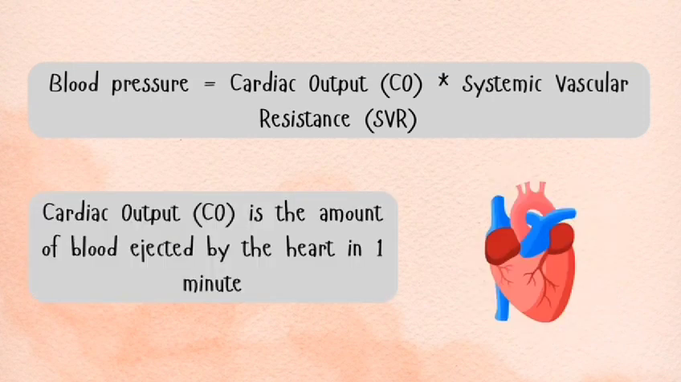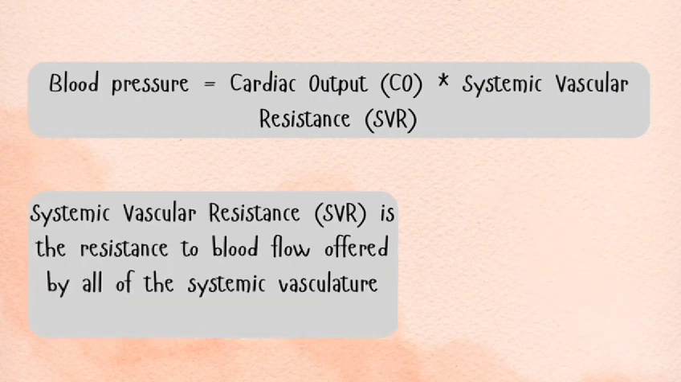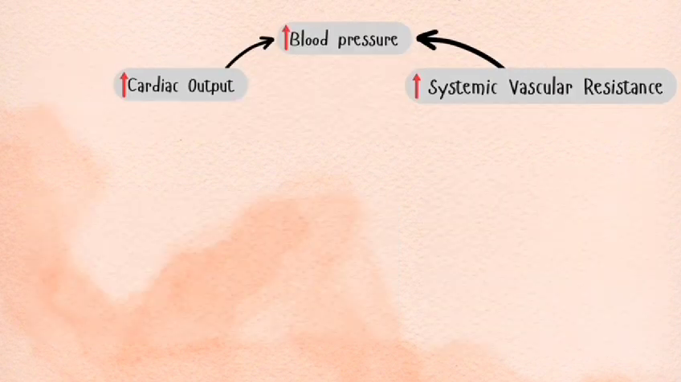Cardiac output is the amount of blood ejected by the heart in 1 minute. Higher cardiac output increases blood pressure, while lower cardiac output decreases it. Systemic vascular resistance refers to the resistance to blood flow offered by all of the systemic vasculature. Increased systemic vascular resistance raises blood pressure by making it harder for blood to flow through the vessels.